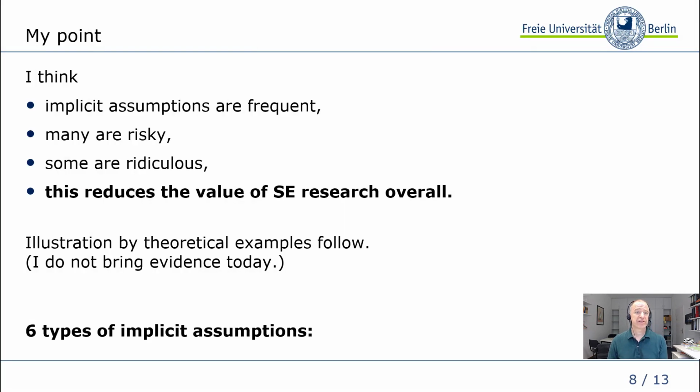My point here with this presentation is that I think it's not rare that assumptions are implicit and are not spelled out. I don't think it's rare that they are risky. I don't even think it's rare they are ridiculous. And therefore I think these properties of assumptions in our work reduce the value of the research that we are doing much below what it could be. And I will illustrate this belief now by a number of theoretical examples that explain 6 different types of assumptions of which I think that they sometimes or often remain implicit.